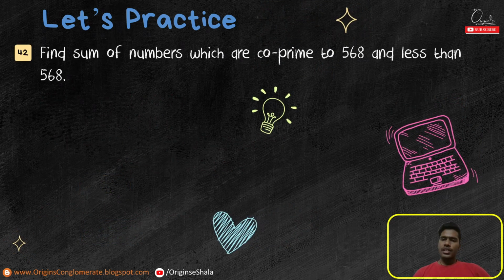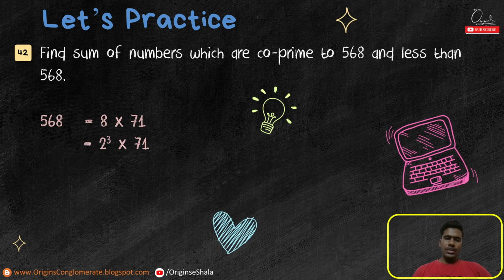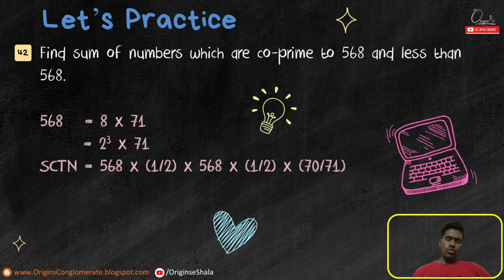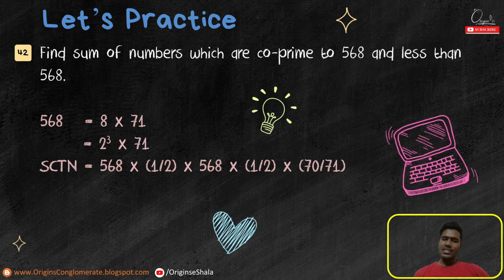Now let's try it again with 568. For 568, we have 8 into 71. 71 itself is prime. It cannot be prime factorized further. So 8 we can write as 2 raised to 3, and 71. So we are left with 568 into 1 by 2 into 70 by 71, and then again 568 into 1 by 2. I have just skipped the middle step of CTN because that's not our goal here. I have directly found the sum.